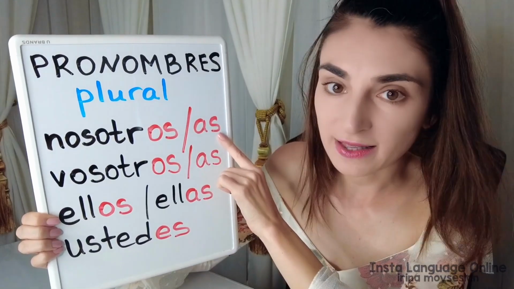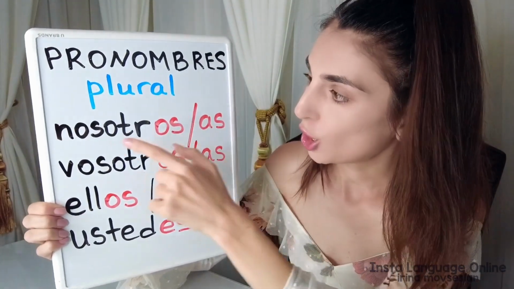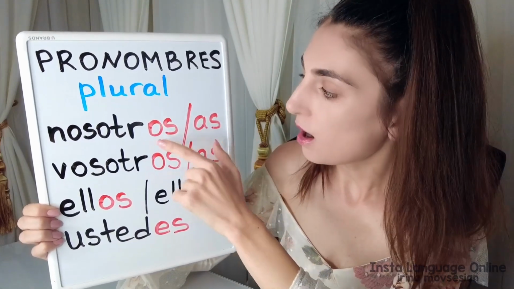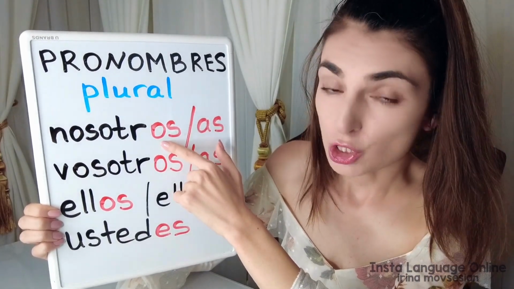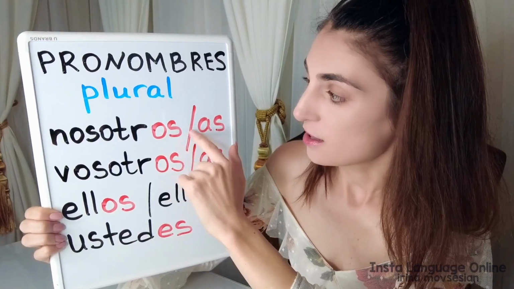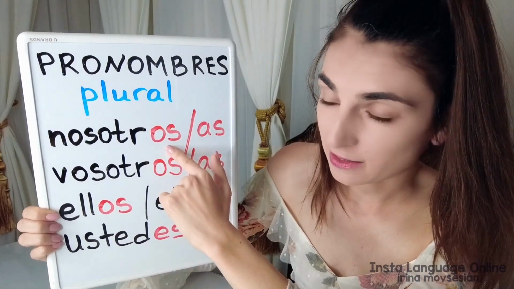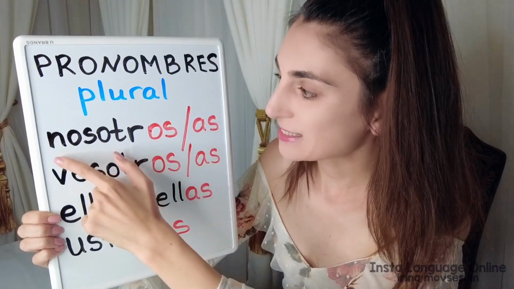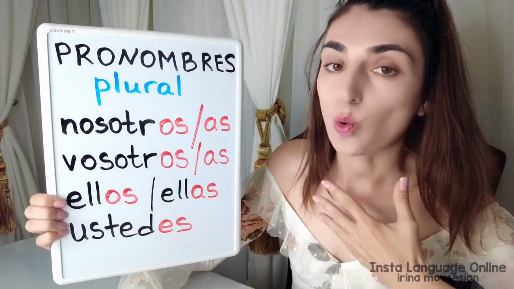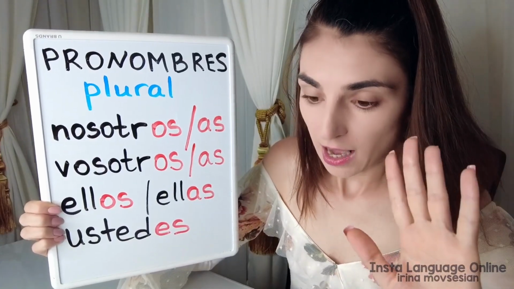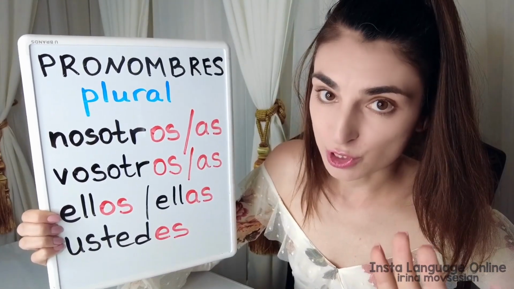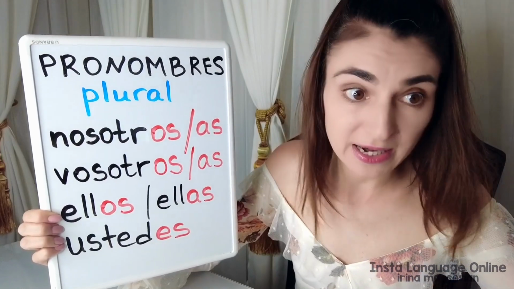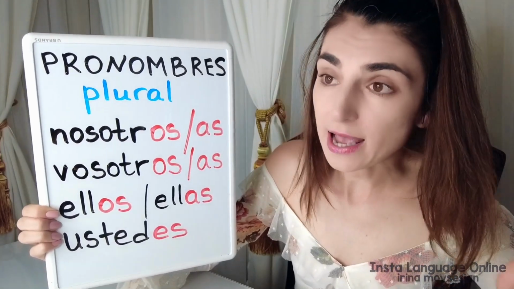Okay, we start with the one that is we, you and I. Nosotros, nosotras. So I used the red marker to show you the endings. This ending is a masculine ending. This ending is a feminine ending. What does that mean? That means that nosotros is we guys. I want to underline that in the Spanish language, we do not have a neutral form. All the subjects or people are either feminine or masculine. Okay? So we have either guys or girls.